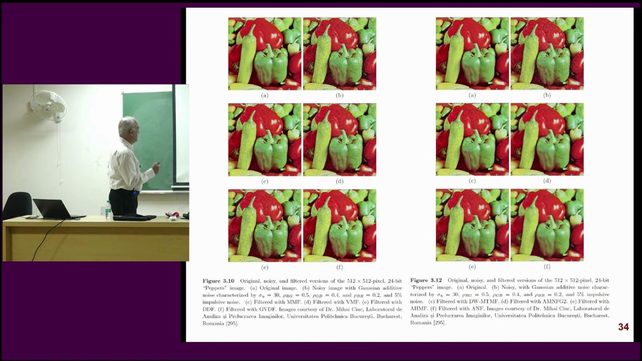We did this with various types of noise. This is with Gaussian additive noise. These two are the same. There are two different images in the book. C is the MMF, the mean filter, and vector median, and distance, DDF, GVDF, and so on. And ours is where? Ours is the last, of course, and this is the adaptive neighborhood filter. So you could compare this.